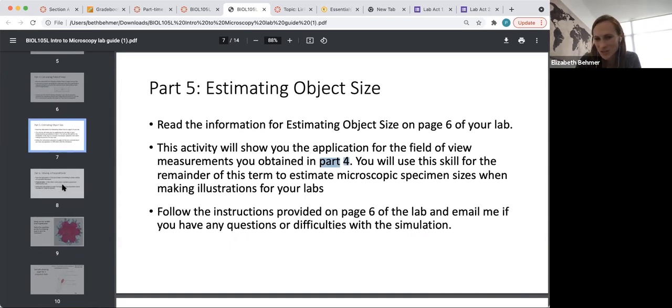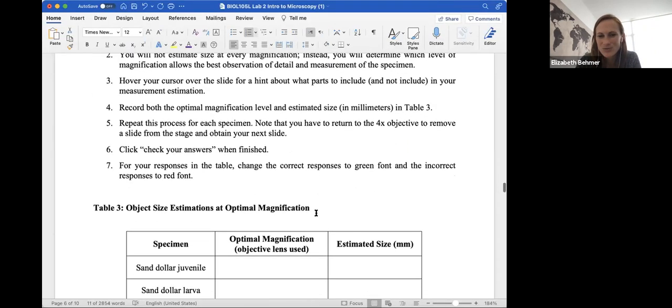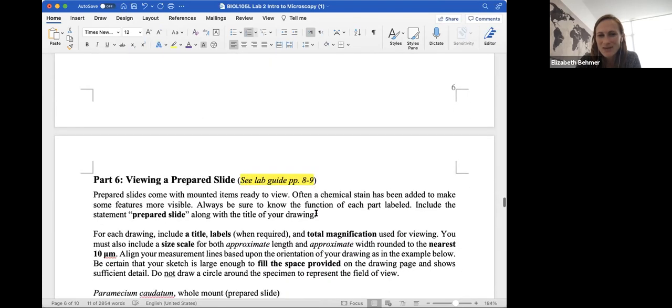Email if you have any questions with the STEMI simulations. So that takes you through that part. Part view will be using a prepared slide. You'll read the information at the top of page 7 on your lab worksheet. So let's move on to page 7.